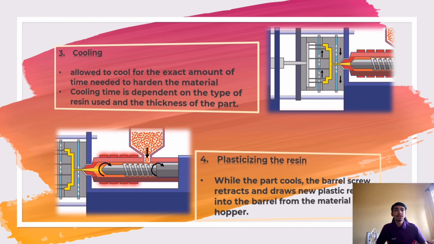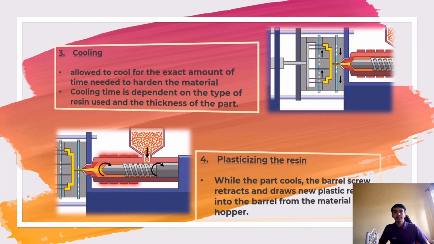The third process is cooling. In this process, once the mold is filled, the part is allowed to cool for the exact amount of time needed to harden the material. Cooling time is dependent on the type of resin used and the thickness of the part. Each mold is designed with internal cooling or heating lines where water is cycled through the mold to maintain a constant temperature.